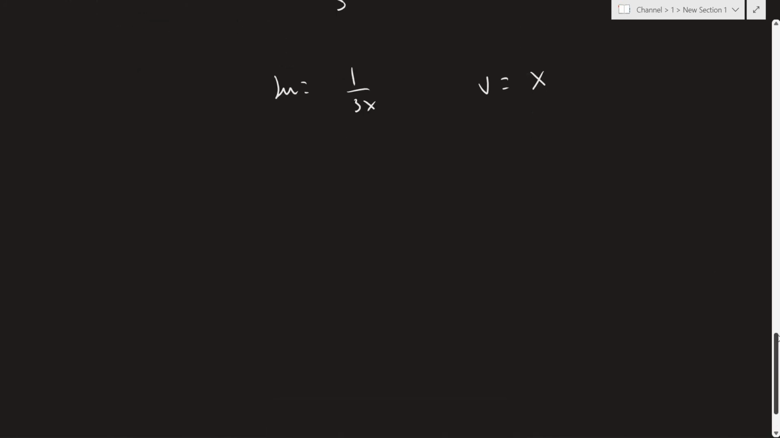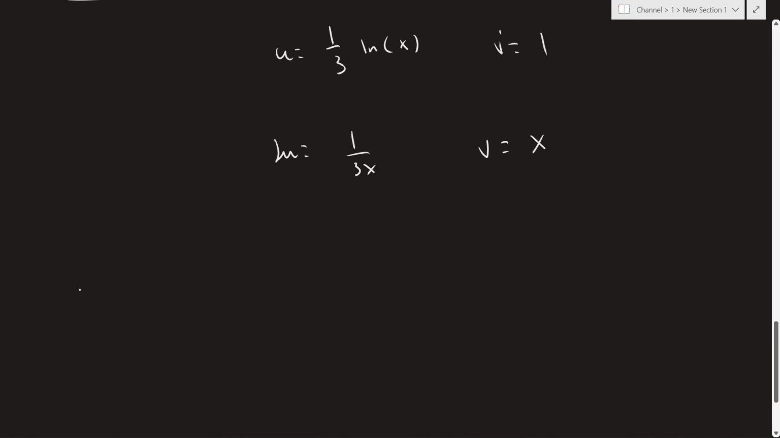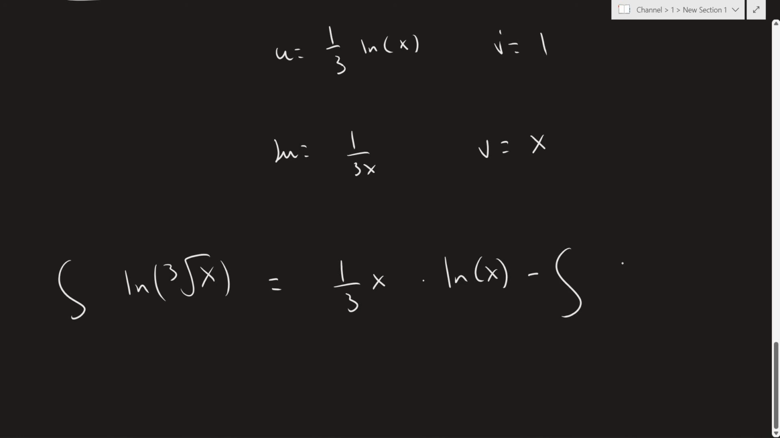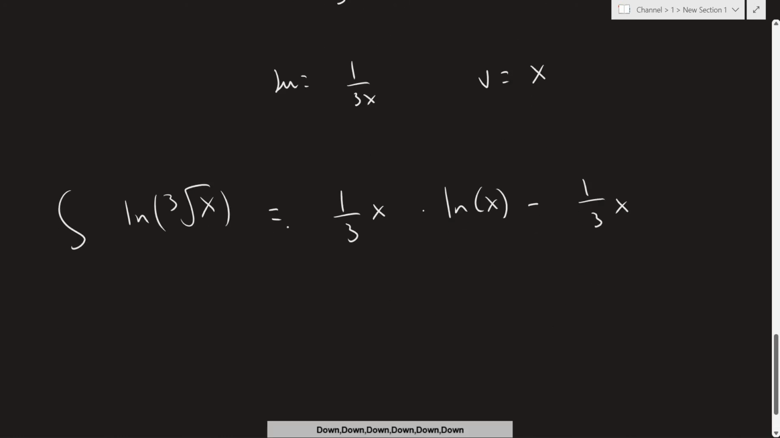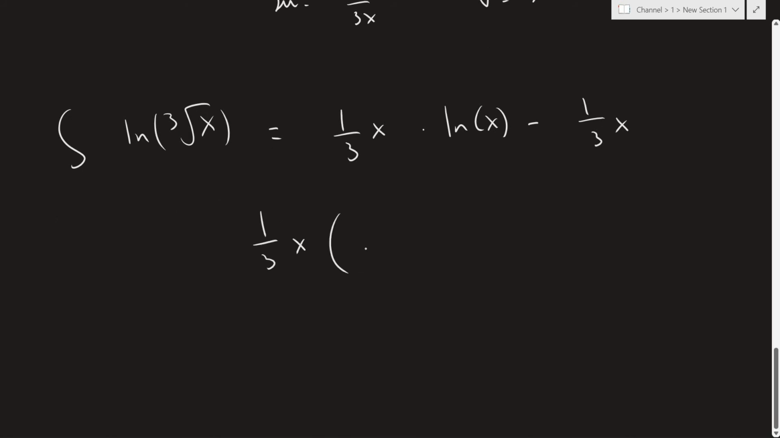Okay, apply the formula. It's going to be uv prime, which is the question, ln 3 root x, equal to uv, which is 1 over 3 x times ln x, minus the integration of x times 1 over 3x, which will be 1 over 3, and the integration of 1 over 3 is 1 over 3x, 1 over 3x. Great, I see 1 over 3x on both sides, so I can simplify. 1 over 3x will be 1 times ln x minus 1. And this is your answer, plus c.